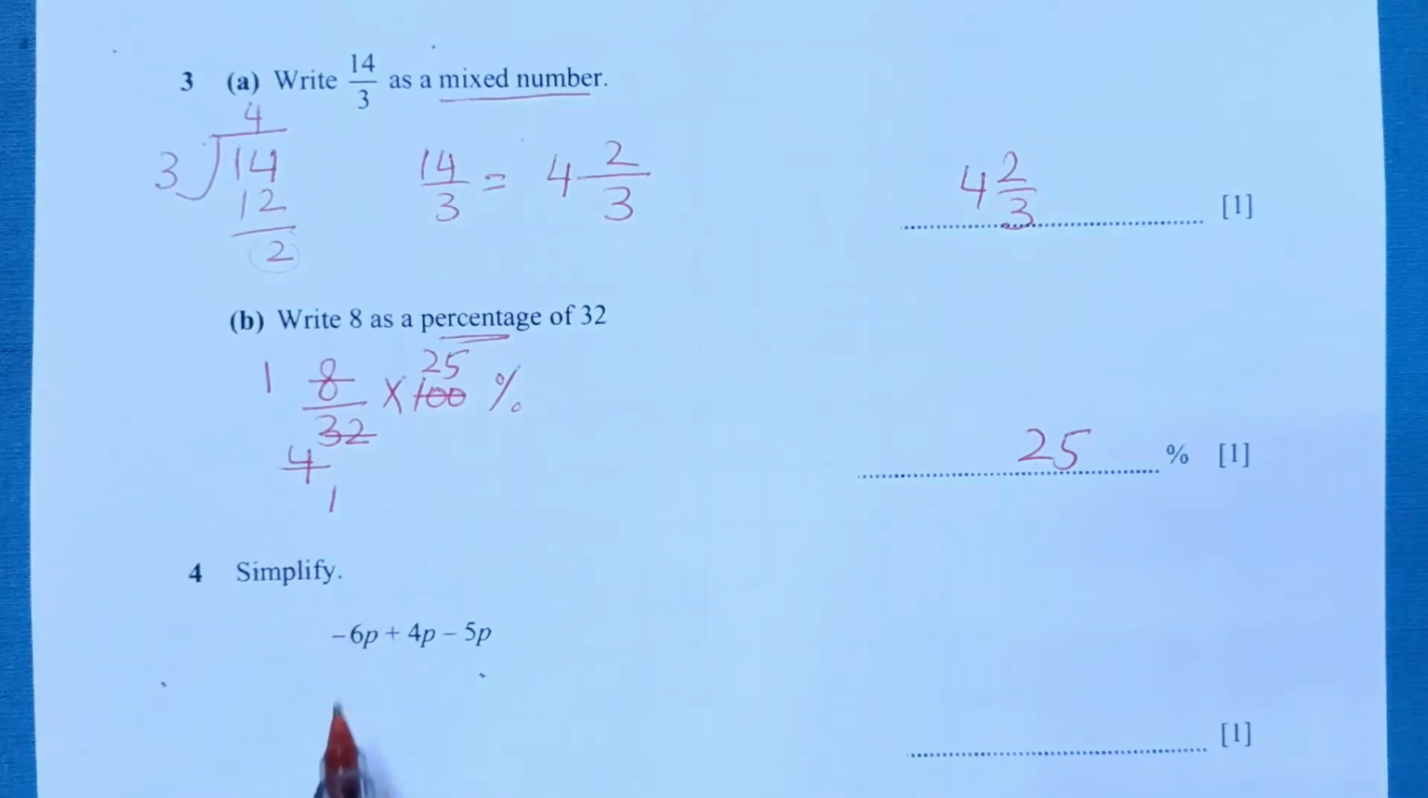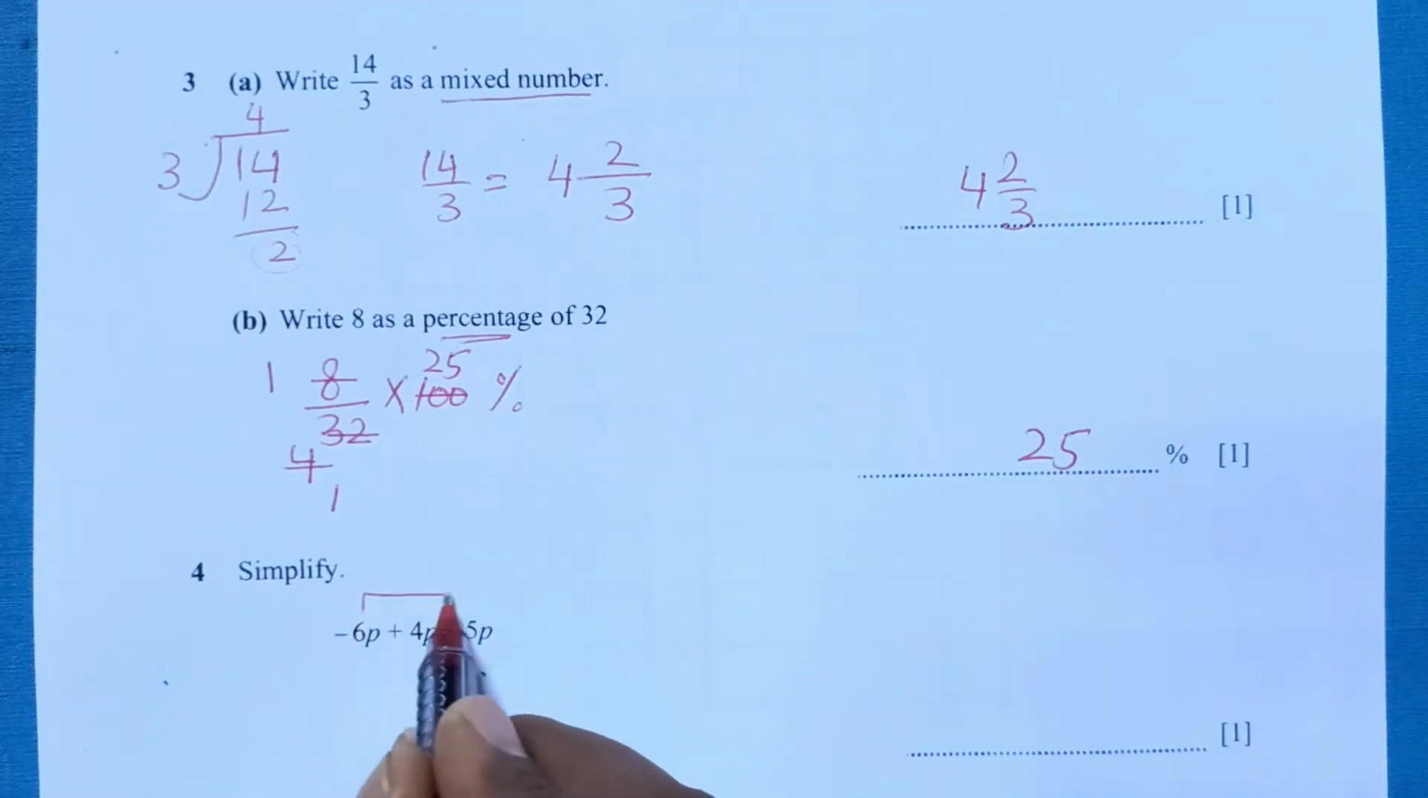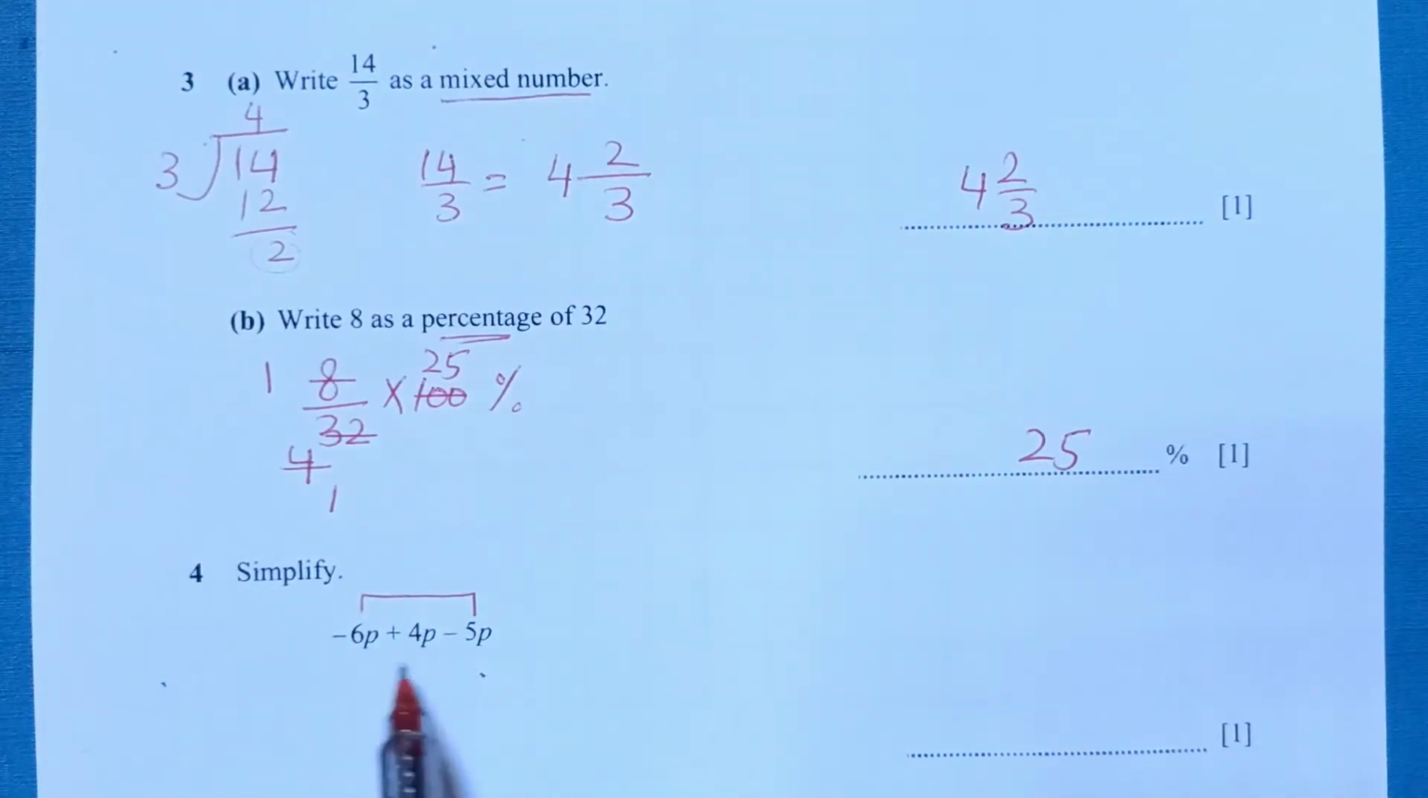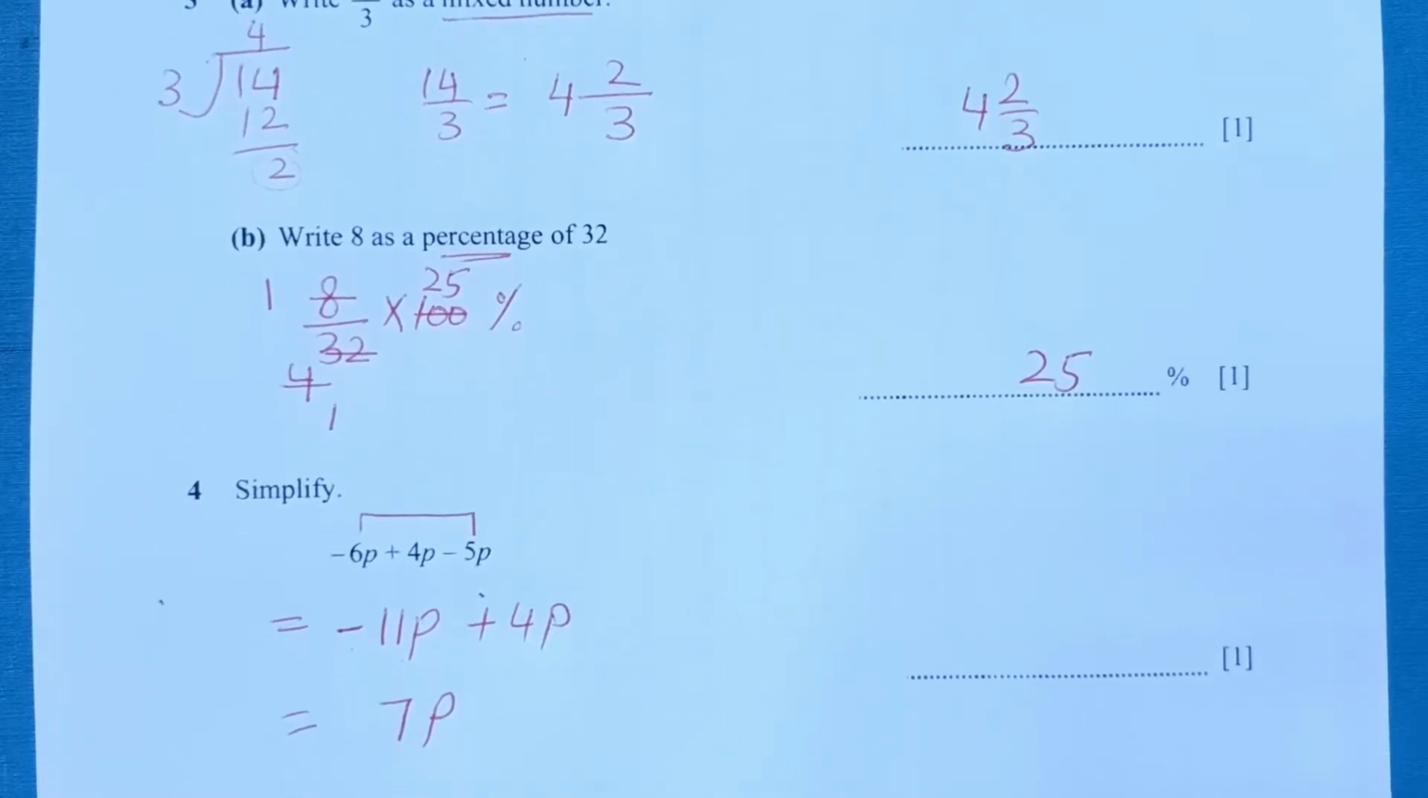Number 4, simplify. Negative 6p plus 4p minus 5p. All these are in terms of p, so we can combine. We can combine the negative signs first: negative 6, negative 5. Both are negative, so we are going to add. So this is negative 11p plus 4p. So 11 minus 4 is 7p, and 11 is greater and it has the negative sign, so our answer will have the negative sign here. So the answer is negative 7p.